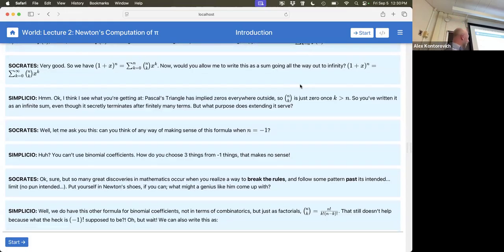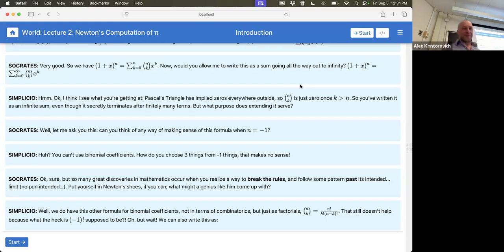Simplicio says, well, okay, there's another way of writing the binomial coefficient. You can write n choose k as n factorial over k factorial times n minus k factorial. Is this still okay? Should I make it a little bigger? It's okay? You can see? That still doesn't help, because what the heck is -1 factorial? That is not answered for another 100 years.